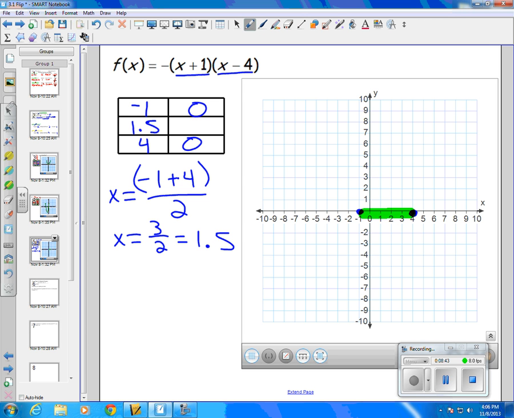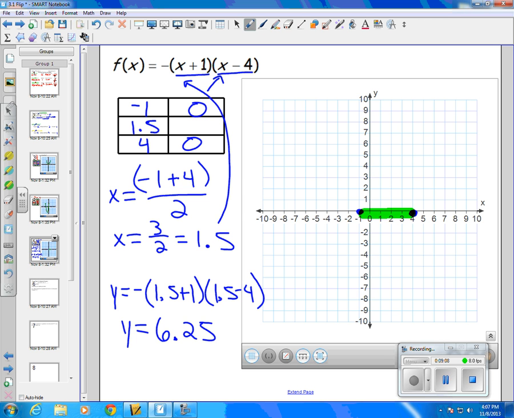To find the y-coordinate of the vertex, we are going to plug 1.5 into our function. So we'll have y equals negative, and then just take that 1.5 and plug it in here and here: 1.5 plus 1, and 1.5 minus 4. If you put that into your calculator, we're going to get 6.25. So we'd have the point 1.5, 6.25, which would be approximately here. And then we can connect those dots for our graph.